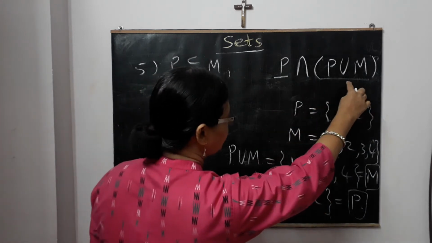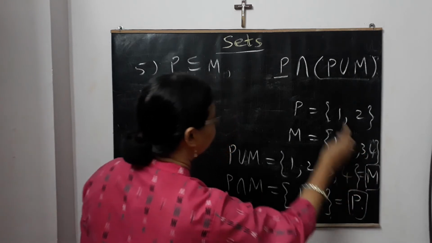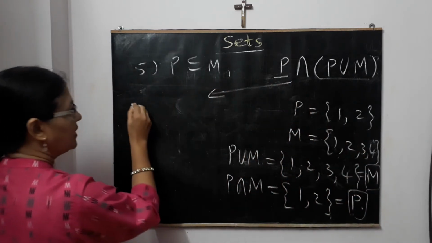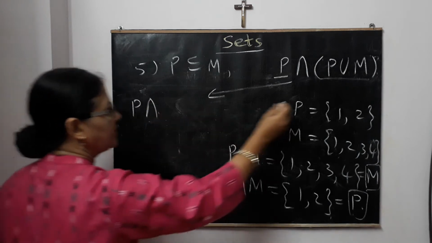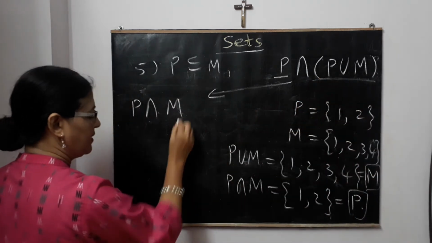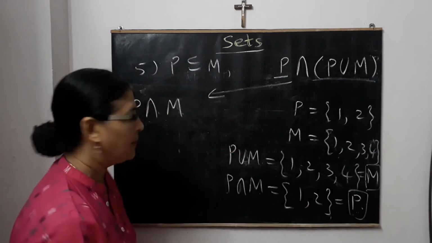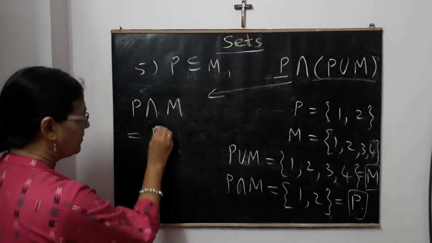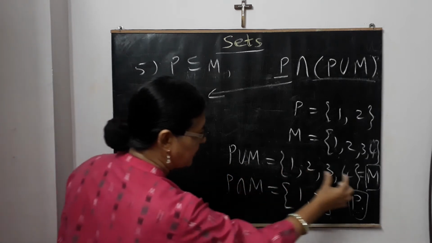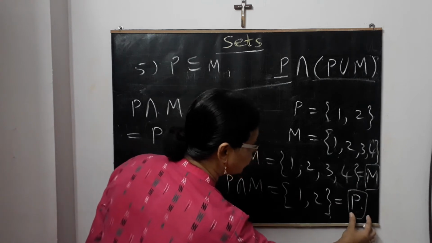They have asked you intersection. Now tell me, P union M, among that, answer is what? M. Okay, so we refer to this question. P intersection. Instead of P union M, what was the answer? M. And what is P intersection M? Just now we got the answer, what? P. Okay, so what will come as the answer? Remember, P union M we found out, the answer is M. P intersection M we found out, the answer is P.